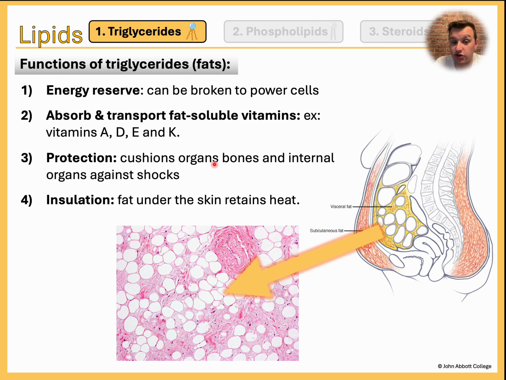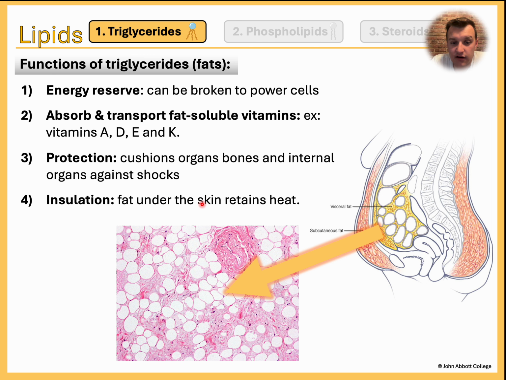Fat protects and cushions our organs, bones, and internal organs against shocks. If I slice someone in two in this picture, do you see these little holes over here? This is the intestines, right? In between the intestines and all the visceral organs here, you see this yellow, right? You see these pockets of fat over here. That's called visceral fat. So you have subcutaneous fat that is in the skin, but the visceral fat is important because it cushions organs, bones, and internal organs against shock, right?